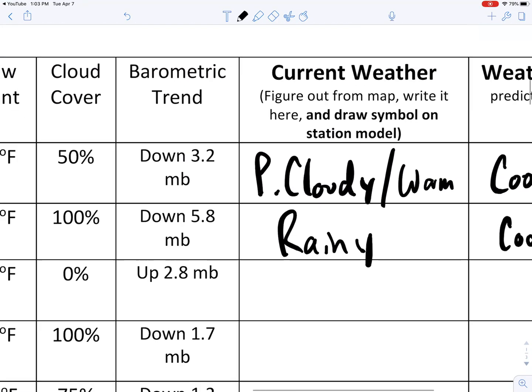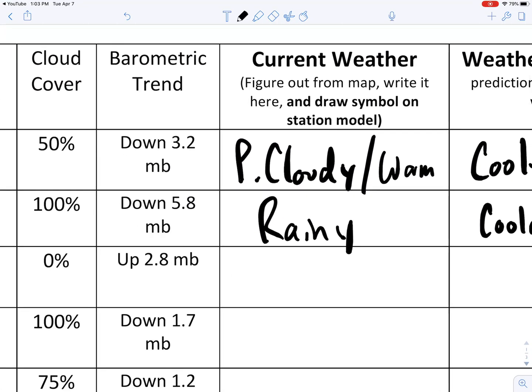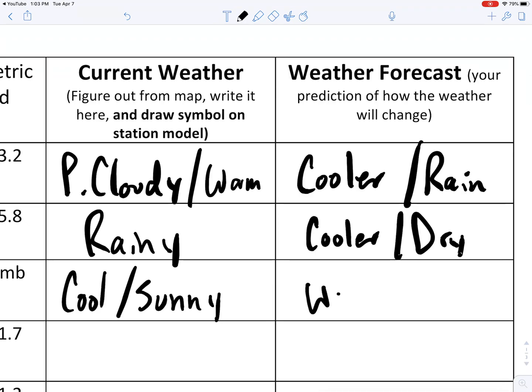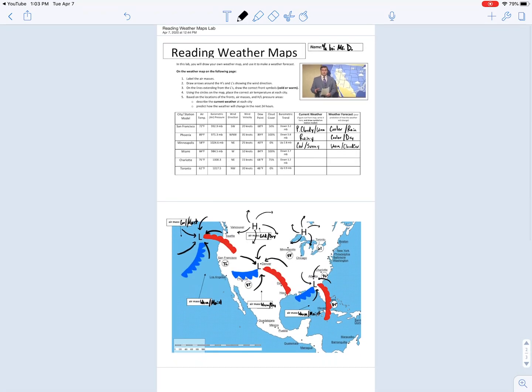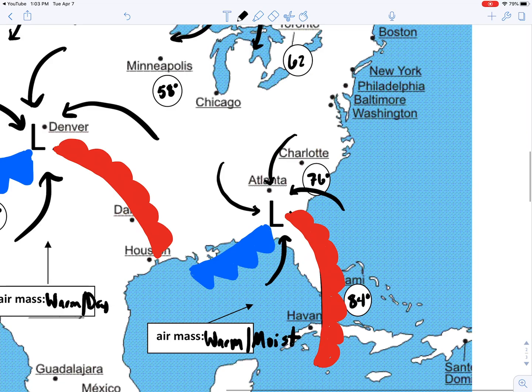So let's go and do our current and future weather. Let's say Minneapolis is, right now, cool and sunny. And it's going to be warm and cloudier in the future. Those are the weather conditions on their way to Minneapolis. All right, we're halfway there.